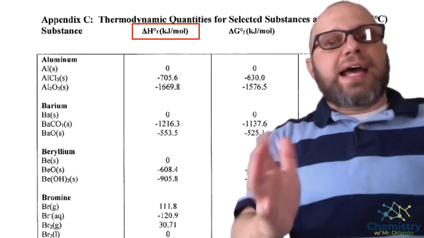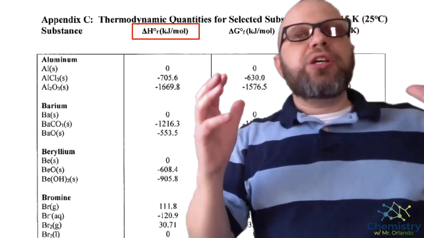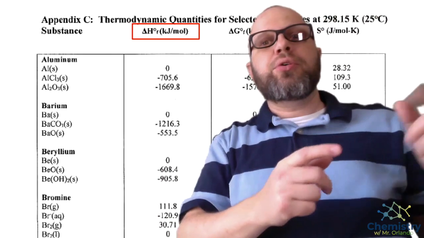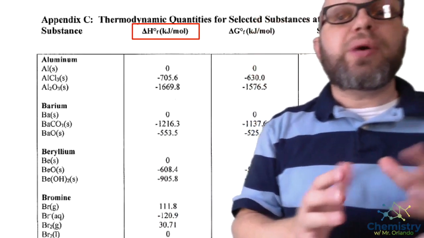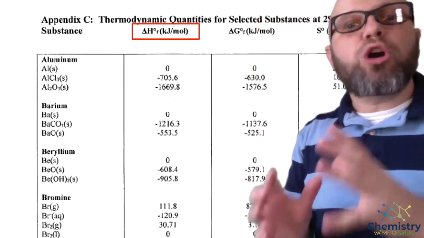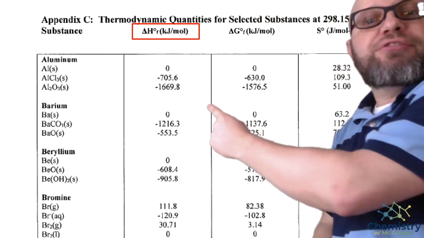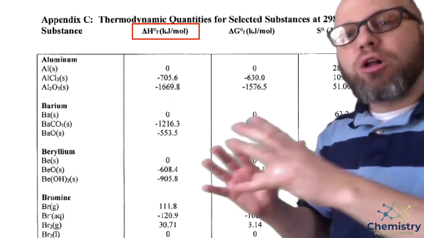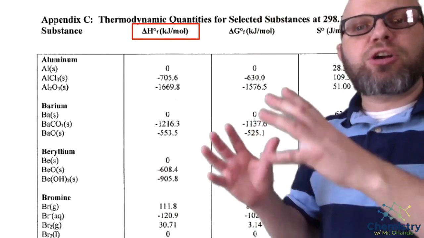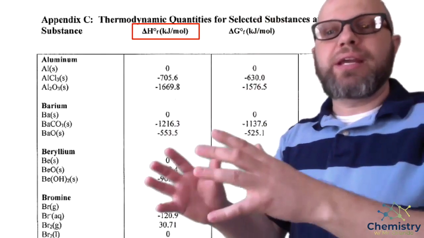Okay, last part. When we actually go through and do these equations, for today, we're only going to be pulling numbers from this first column. So all of the numbers that I'm talking about today are going to come from the delta H of formation column.